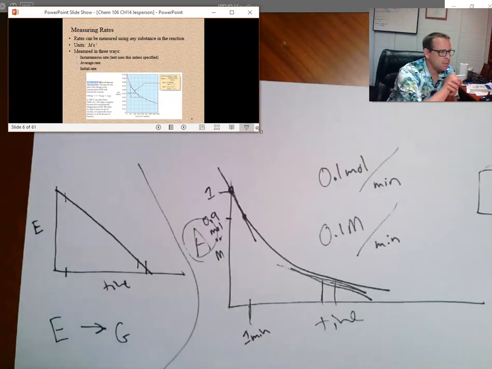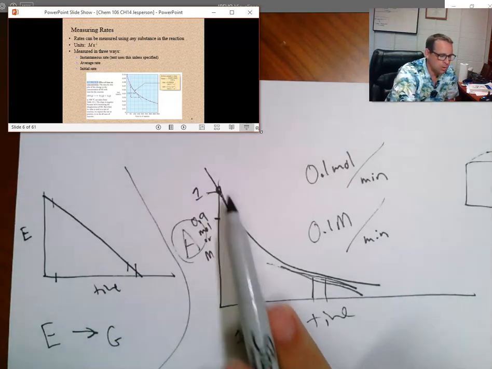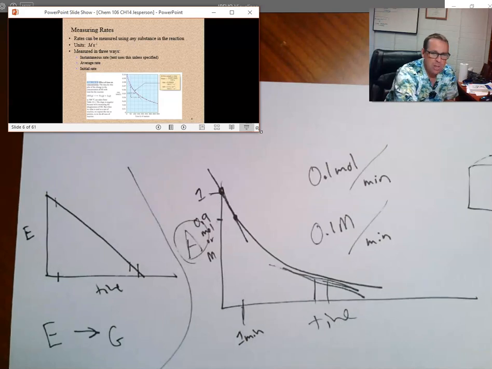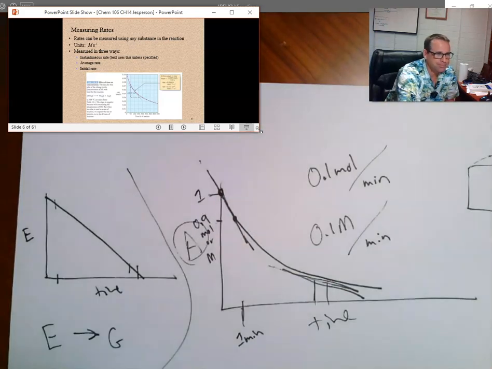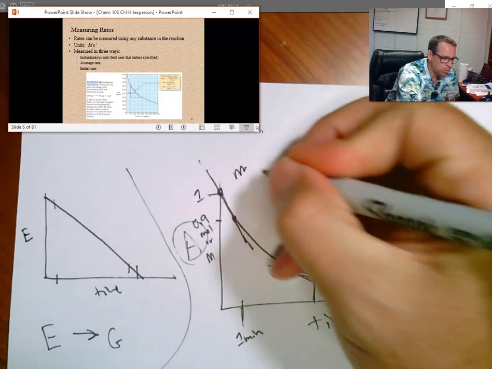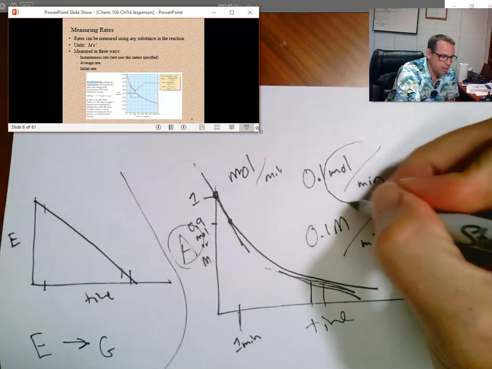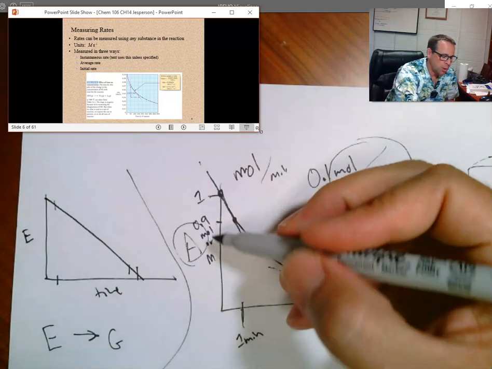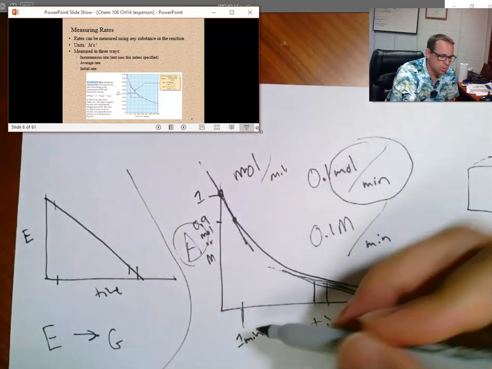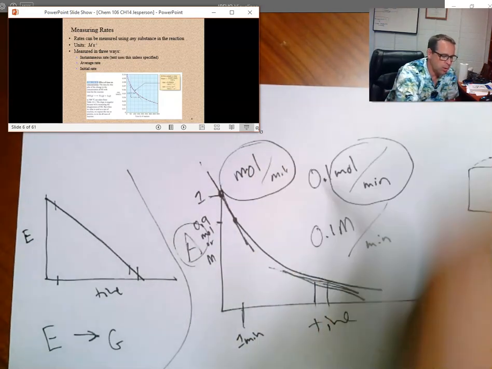Now let's see. Camille, what do you think? What are our units for this slope? I kind of already said it, but we want to make sure we can identify the units. Moles per minute. Very good. Just like any equation on a graph, it's rise, the y-axis units, over run, the x-axis units. So those are our units.